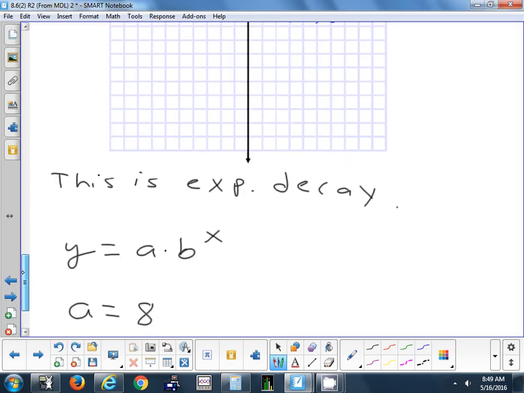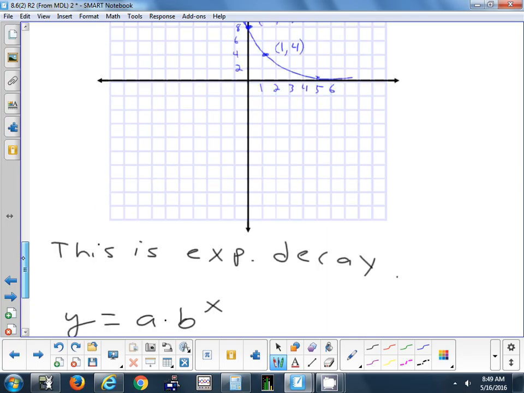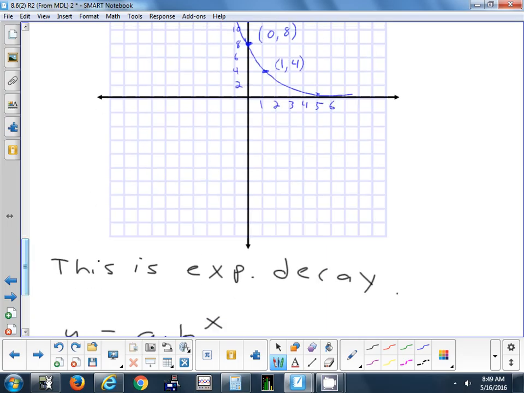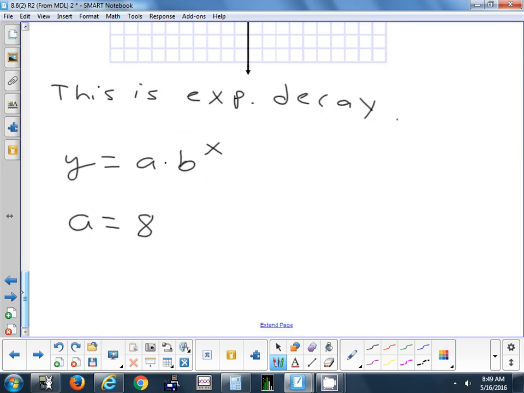Now, to find B, I need to use something else in that picture. Anybody remember what else I need to use in that picture to find B? The other coordinate. Yeah, I got to use the other coordinate. Okay, the other coordinate is 1, 4. Right, what's the 1?